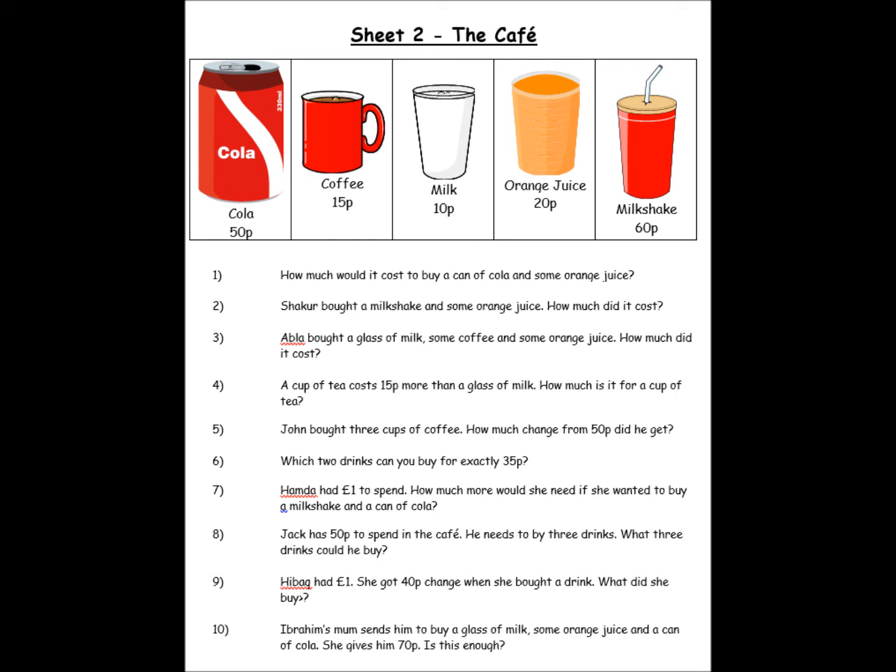So once we've found the total, we might need to do a subtraction sum to find the difference there, find the change. Question 7, Hamda had £1 to spend. How much more did she need if she wanted to buy a milkshake and a can of cola? So we're going to need to find out the cost of a milkshake and a can of cola, and then do another find the difference subtraction sum. So some of the questions you will need to do maybe 2 or even 3 problems, and it might be a mixture of adding, it might be some subtraction.